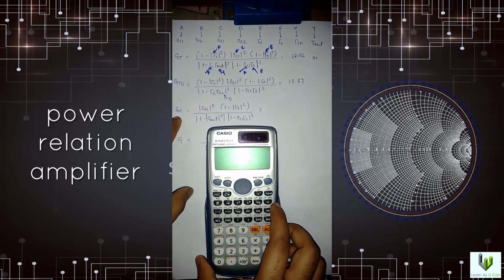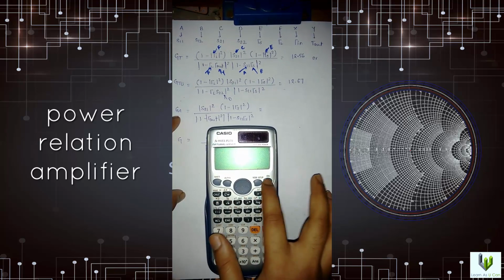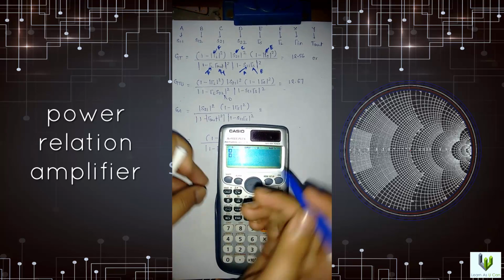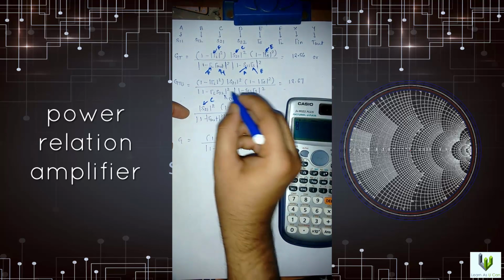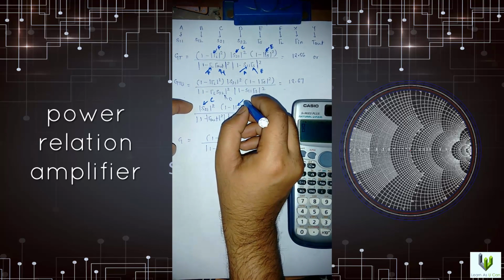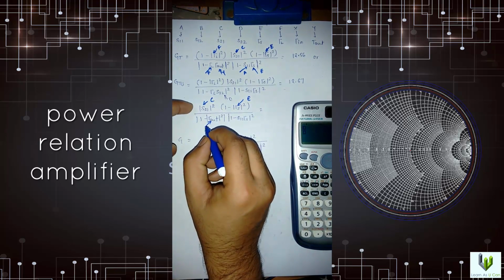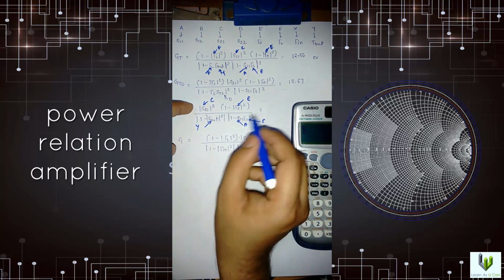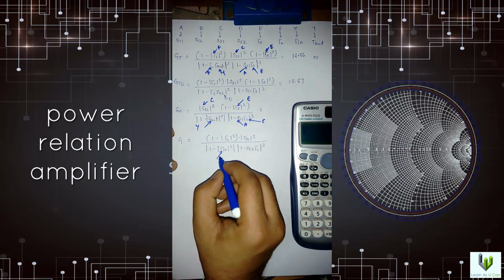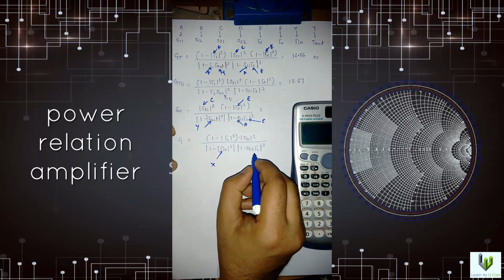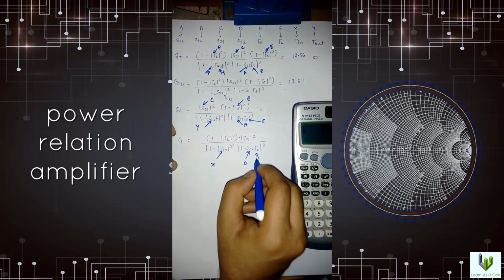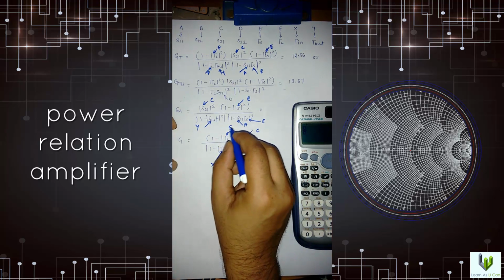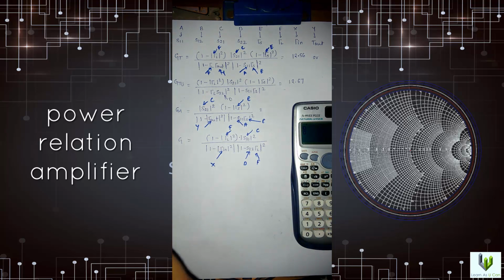Now calculate the available gain. Use this formula. S21, where S21 is equal to C, gamma S is equal to E, gamma out is equal to Y, S11 is A, gamma S is equal to E. This gamma in is equal to X, this is D, gamma L is F, S21 is C, gamma L is F. Now just put the values here and get the result.